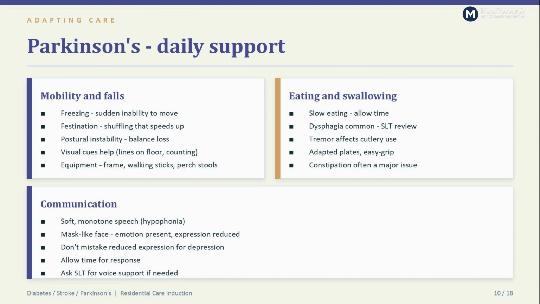Communication. Soft, monotone speech. Hypophonia. The resident may speak quietly and without much variation in tone. Mask-like face, reduced facial expression, but the emotion is present. Critical point: don't mistake reduced expression for depression or lack of engagement. The resident may be deeply present and engaged but unable to show it visually. Allow time for response. Thinking and speaking are slowed in PD. SLT can offer voice exercises and aids. The LSVT, Lee Silverman voice treatment, is one well-validated approach for some PD residents.